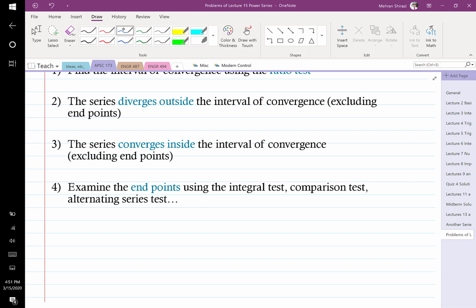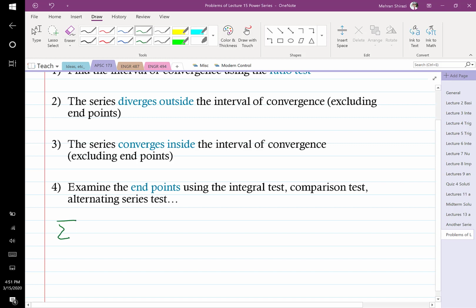Just a quick review. Conditional convergence is related to a series which converges, but the sum of its absolute values does not converge. I'm going to show these in different examples. Let's start with question 2 in assignment 9.